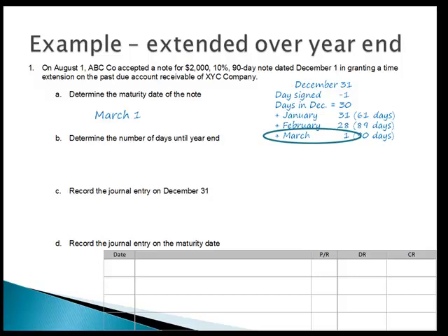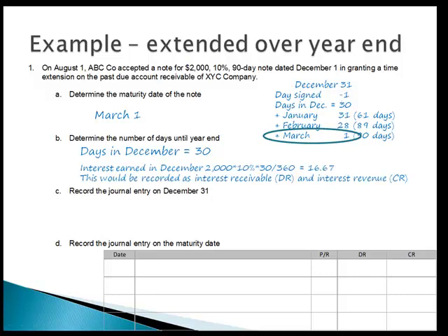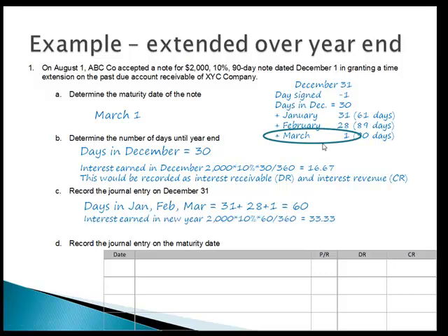So how many days do we have till year end? Just December, right? There are only 30 days of the note that are in December. The interest earned in December then is $2,000 times 10% times 30 over 360, or $16.67. You would record this as an adjusting entry as a debit to interest receivable and a credit to interest revenue on December 31st. How many days are in the new year? It would be January, February, and March, so 31, 28, and 1, which would be 60 days. Interest earned in the new year would be $2,000 times 10% times 60 over 360, or $33.33.